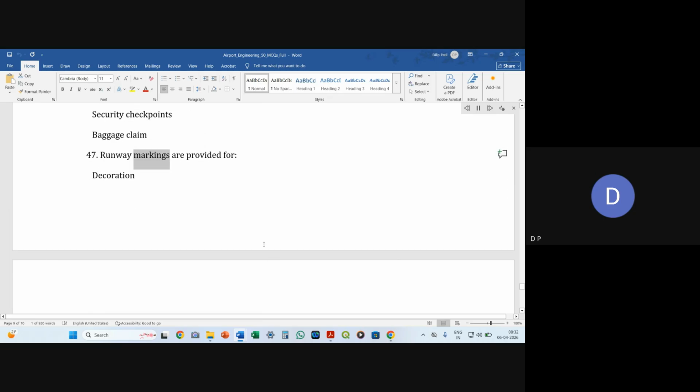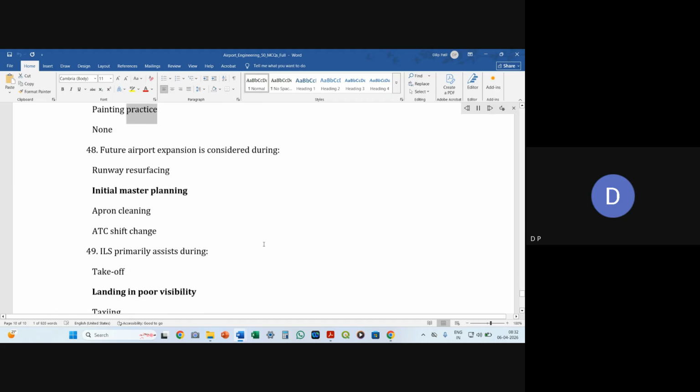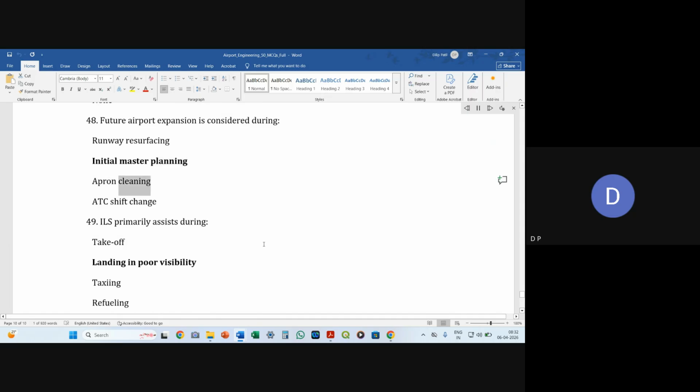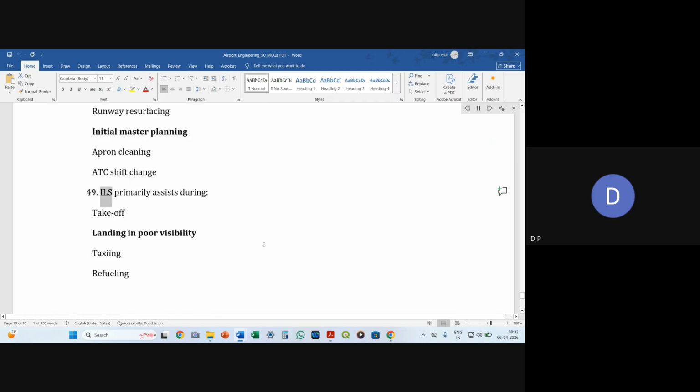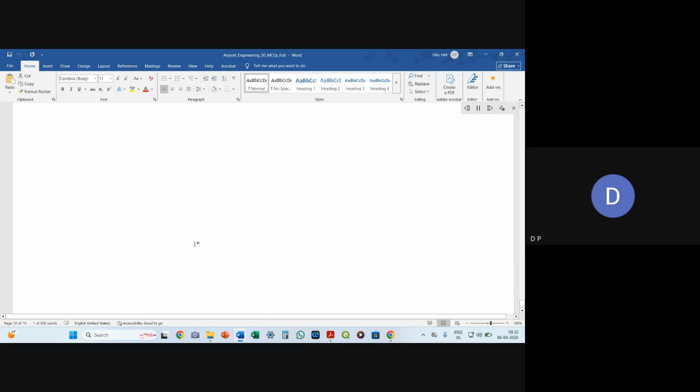47. Runway markings are provided for decoration, guidance and safety. Painting practice. None. 48. Future airport expansion is considered during runway resurfacing, initial master planning, apron cleaning, ATC shift change. 49. ILS primarily assists during takeoff, landing in poor visibility, taxiing, refueling.